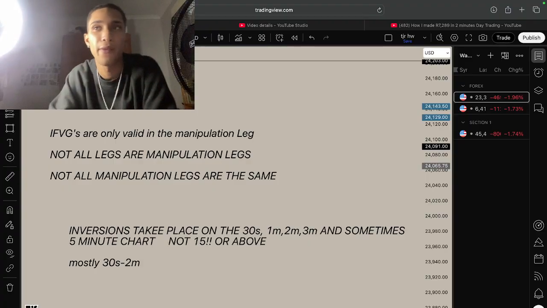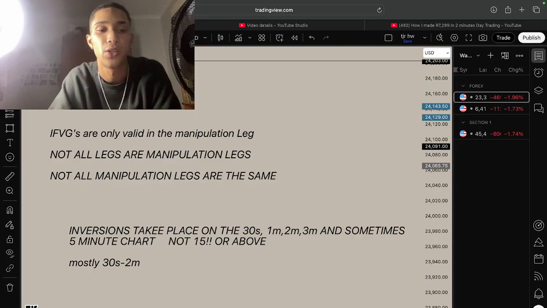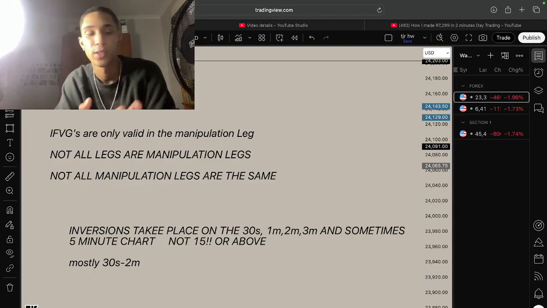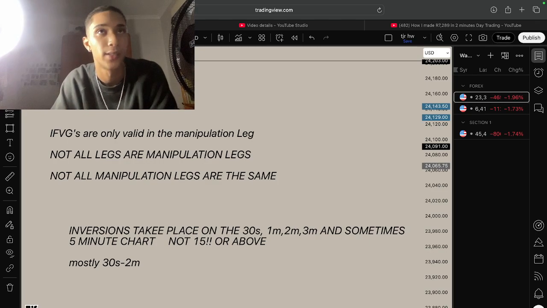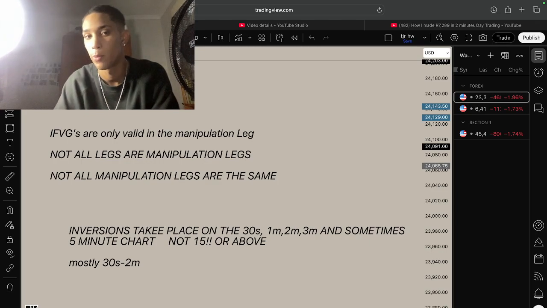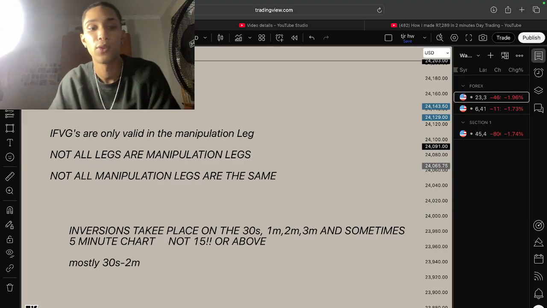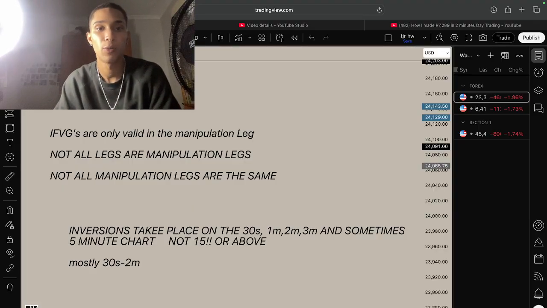Because obviously IFVGs, any trading strategy that you can use is going to have winning days, even if you're completely applying it wrong. Because there's still a 50-50 chance of the price delivering 50 points to the upside or 50 points to the downside. But when you're actually developing your edge, there's certain things that you need to take into account, which actually make it so that you're applying your strategy properly.